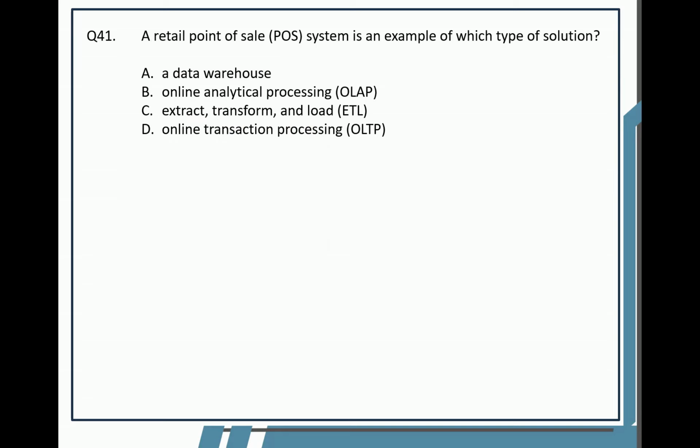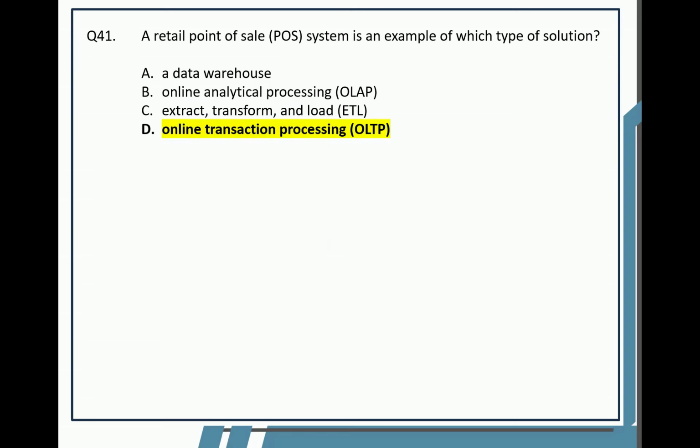Okay. The statement for question number 41 is a retail point of sale POS system is an example of which type of solution? Your options are a data warehouse, online analytical processing, OLAP, extract, transform, and load, ETL, online transaction processing, OLTP. Folks, a POS system handles real-time transactions, inserts, updates, and deletes, and high volume of small, fast operations, making it a classic example of OLTP system.